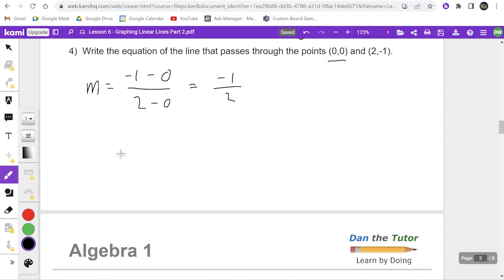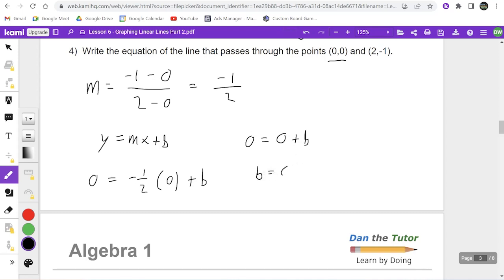That's going to be really easy because that means when you say y equals mx plus b, you're going to say 0 equals negative 1 half times 0 plus b. And remember, anything times 0 is 0. So you really got 0 equals 0 plus b. In other words, does b equal 0? The answer is yes. So then your final answer should be y equals negative 1 half x plus 0. But you don't even have to write the plus 0. This is perfectly fine.